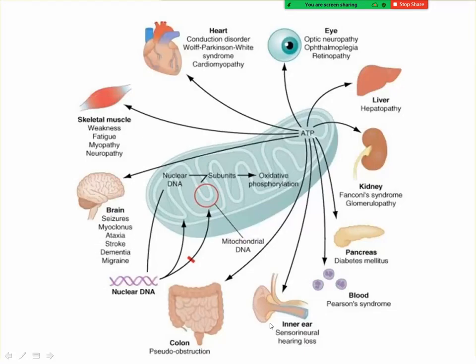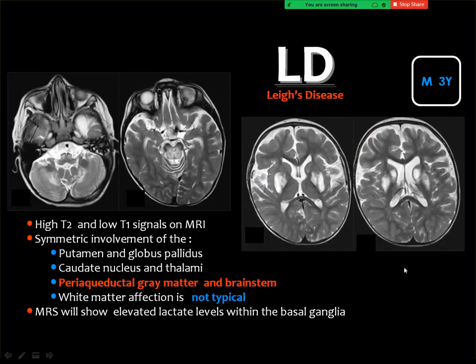Then this mitochondrial disease affects many of the systems in the body, like the heart, the eye, the liver, the kidney, and many of the structures. But in the brain, it has a very characteristic distribution, which is abnormal signal in the brainstem, especially affecting the periaqueductal gray matter, and also lesions in the basal ganglia, especially in the putamen and the globus pallidus. Also, it affects the caudate nuclei and the thalami.